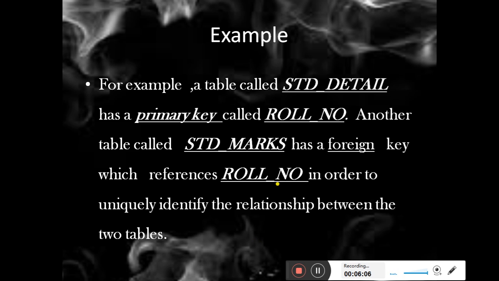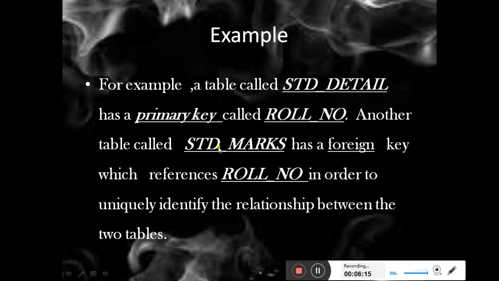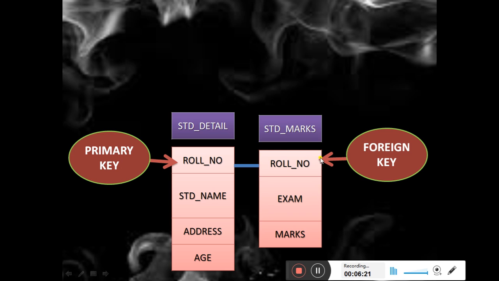See here, for example, a table called student detail has the primary key. Correct? A table called student detail has a primary key roll number. Another table called student marks has a foreign key. Another table, student marks, has a foreign key roll number.